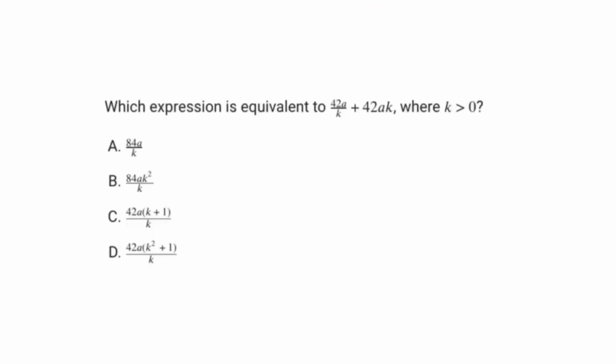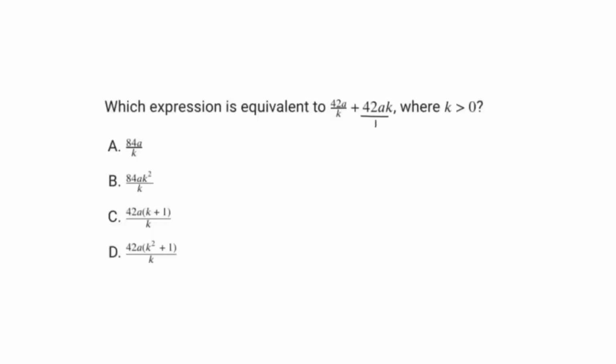Which expression is equivalent to 42a over k plus 42ak, where k is a value greater than 0, and we get all these answer choices. All right, so what we're going to do here is pretty much just try and simplify this into its simplest form, essentially. So we get 42a. Oh, wait, actually, let me backtrack. So you get 42a over k, right? And we get 42ak over 1, let's say.